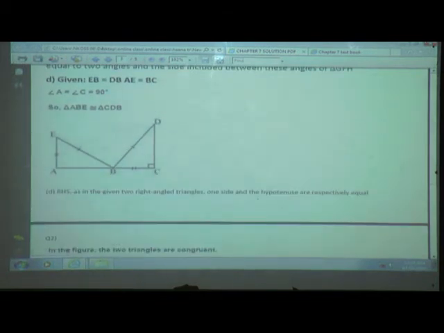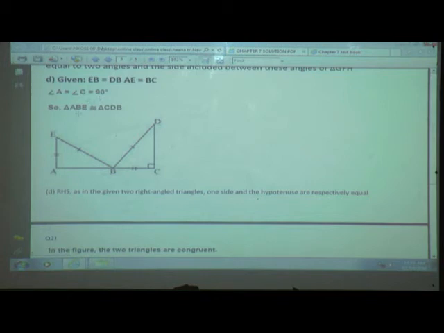One more example we will see here. Here we have the figure where EB is equal to DB, AE is equal to BC. Here an angle is given that is equal to 90 degrees. So when one of the angles is 90 degrees, you know that it is a right angle triangle. So you can find out which criterion is used to denote the congruency of the triangles.